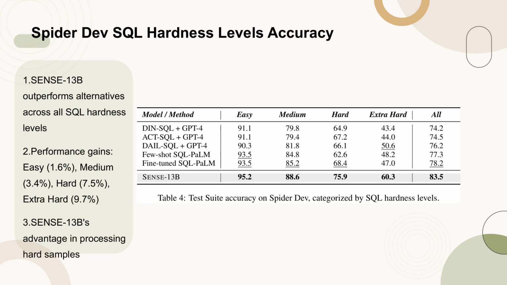Table 4 presents the accuracy of the test suite on the Spider Dev dataset, categorized by SQL hardness levels. The data shows that Sense13B achieves superior performance across all difficulty levels, with notable improvements over the best alternatives in Easy, 1.6%, Medium, 3.4%, Hard, 7.5%, and Extra Hard, 9.7%, categories. This indicates Sense13B's strength in handling complex SQL queries, benefiting from the difficulty control in synthetic data prompts.